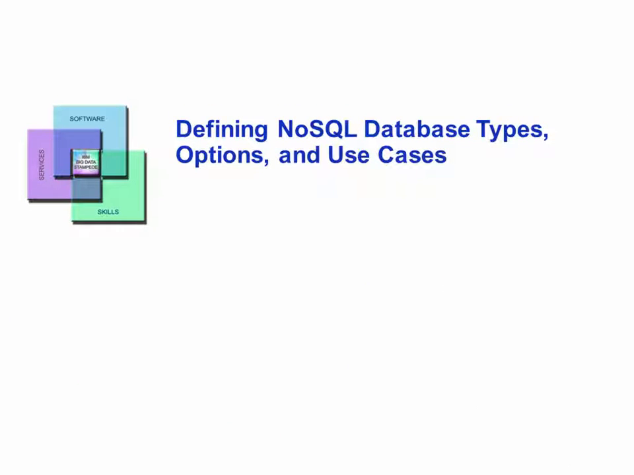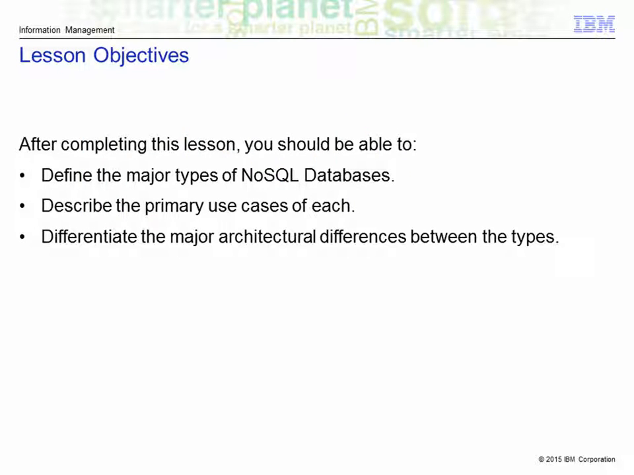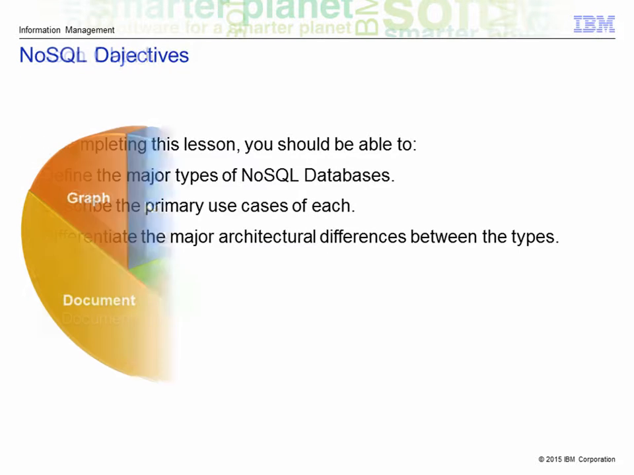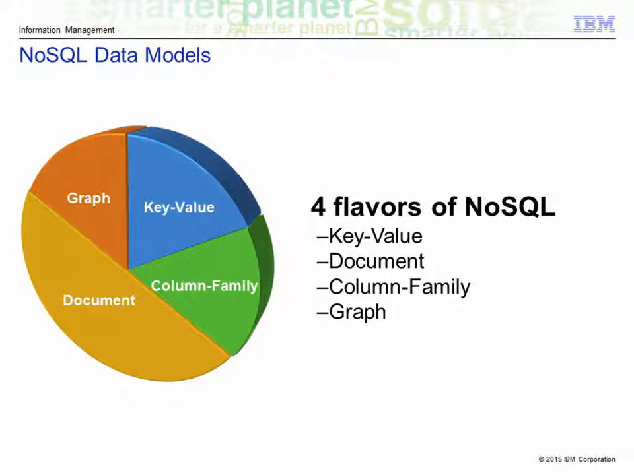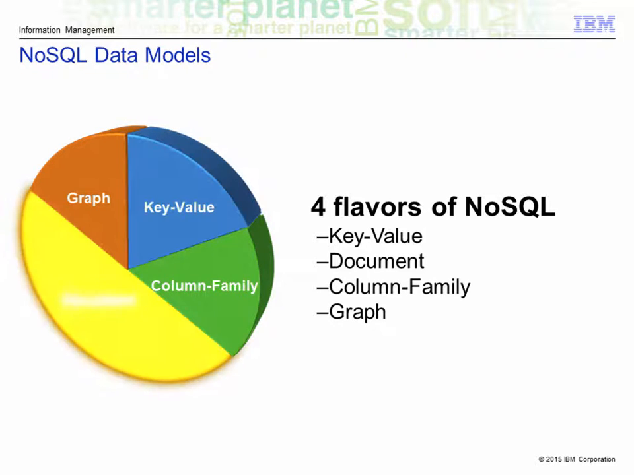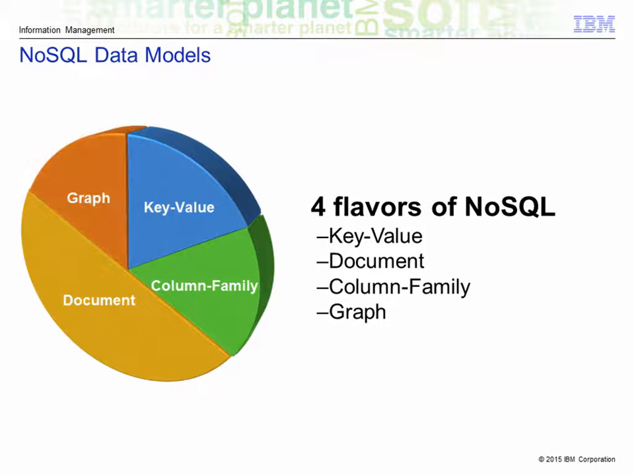This second lesson provides an overview of the types of NoSQL databases. This lesson defines the four major types of NoSQL databases, including the primary use case, major architectural differences, advantages and disadvantages of each type. There are four major types of NoSQL databases: key value, document, column family, and graph. All have unique characteristics that make them great fits for different types of applications or parts of applications. Let's move on and dive into each type, speaking to both the architecture and use cases for each.